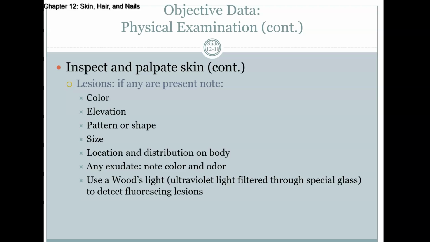So when you palpate the skin, you always palpate for color, elevation, pattern or shape, location and distribution on the body. You want to notice whether or not they have any pus, what they call exudate, and note color and odor. It may be a teenager and they may just really truly have acne, or whatever. So you're going to be aware and you're going to notice all of those.